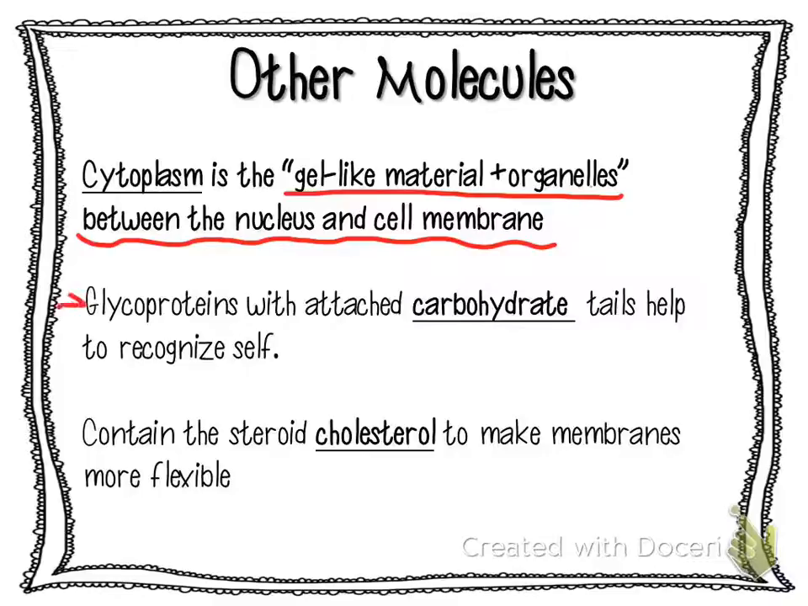We also have things called glycoproteins that can be on the cell membrane. These are proteins that have a carbohydrate attached. These are important in helping the cells to recognize each other. So all of your cells in your body have certain glycoproteins, which is kind of like a name tag. Your cells use this to recognize that, hey, you belong here, or hey, you don't belong here. We need to alert the immune system.